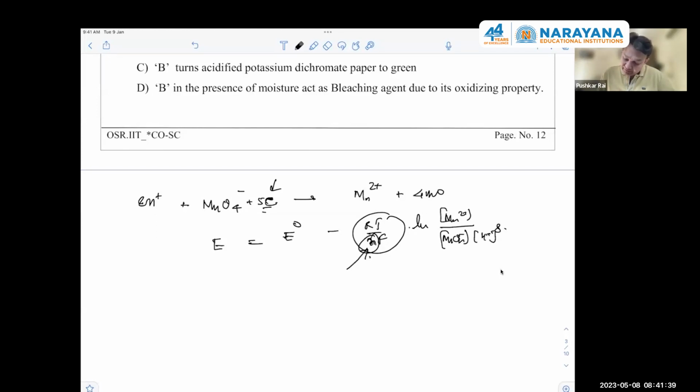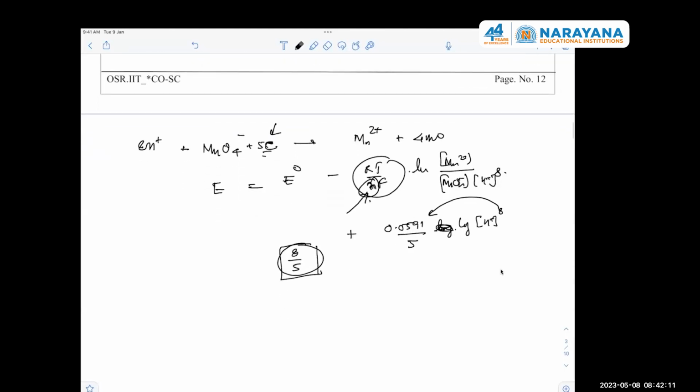So basically what factor you're looking for is minus 0.0591 divided by n. What is n here? 5. And if you take log of H plus raised to the power 8, take this 8 here. So basically there is a factor of 8 by 5. So the slope will be maximum in this case. This 8 by 5 is maximum. You understand what I'm saying? Yes, sir. Yeah. So this factor is the most important thing.